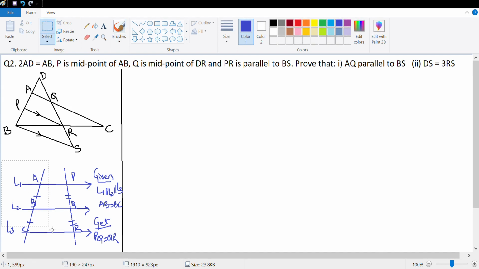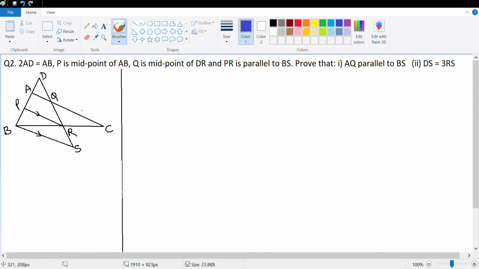So question number 2. Let's see what the question says. Question 2 says 2AD is given equal to AB. P is midpoint of the side of AB. So AP and BP are equal. So let's write what is given. AP is equal to BP. This is given, right? And 2AD is equal to AB.